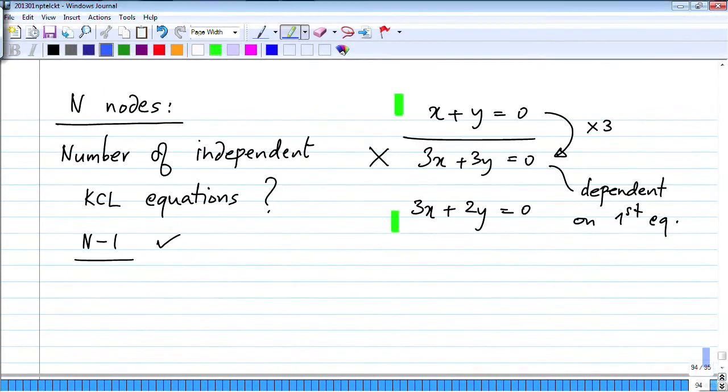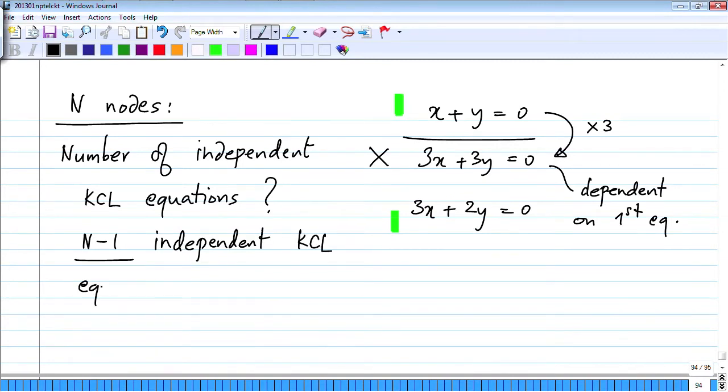So in general, if you have an n node circuit, there will be n minus 1 independent KCL equations. Okay, is this clear? I hope this is clear. If not, please ask your questions.